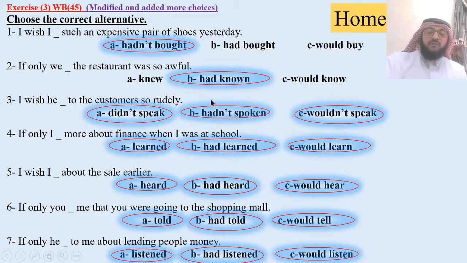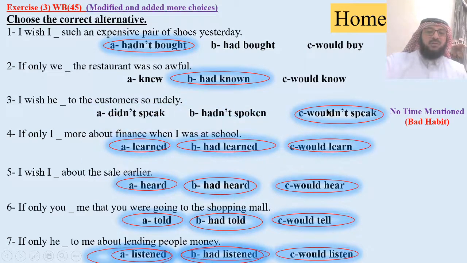بما إنه لو تلاحظوا ما في زمن، الأفضل نحن نعطيها على أنه بيقصد المستقبل. يقول لك no time mentioned. إذا تعتبر هذه عادة سيئة عنده، عشان كذا أنا أتمنى أنها في المستقبل تتغير. إذا نفترض أن نستخدم wouldn't speak. Number 4: if only I more about finance.